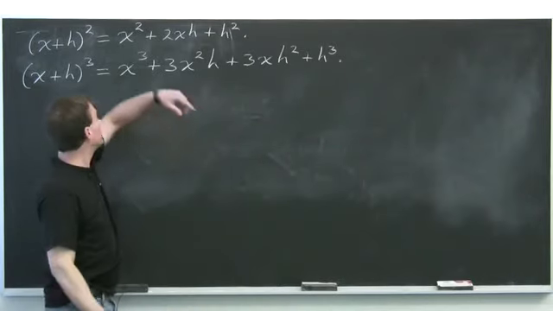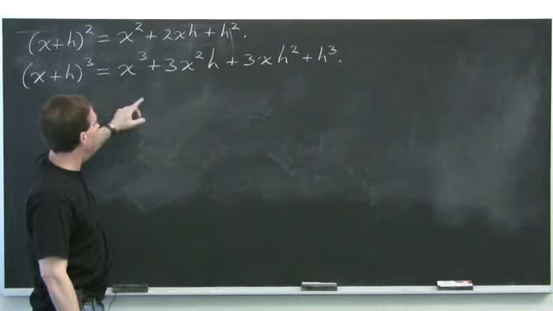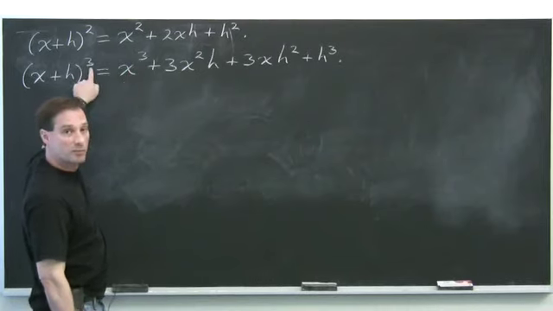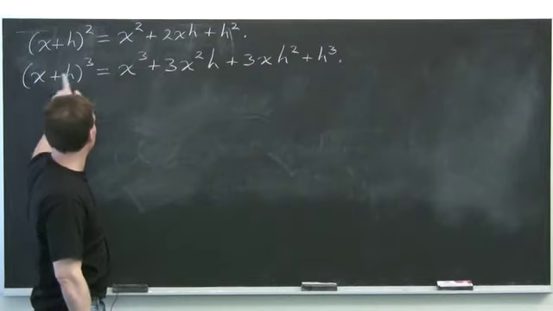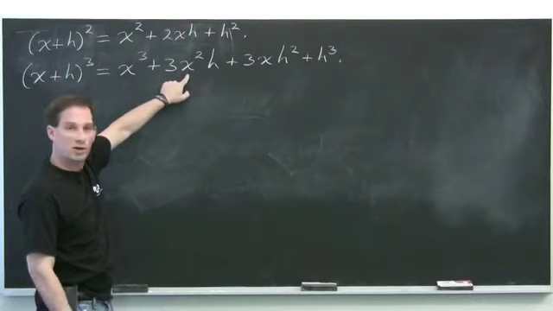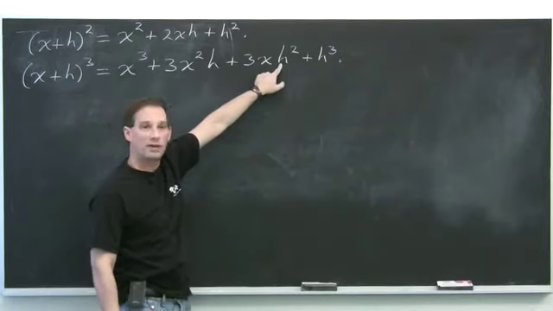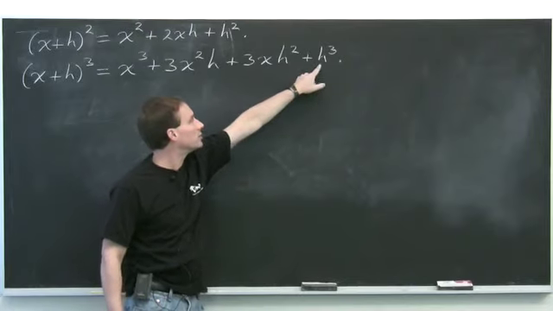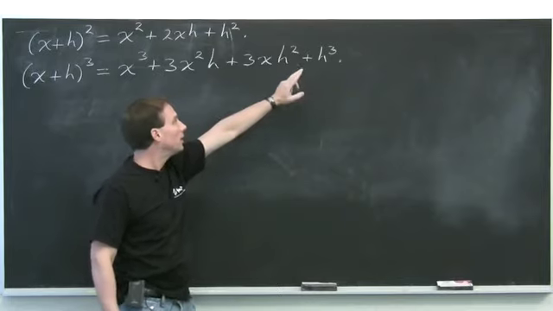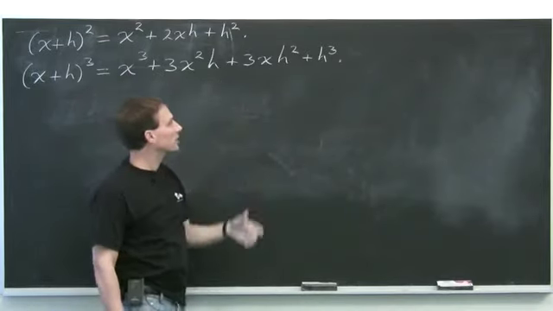What do you see here? You see that when you raise a binomial, x plus h, to a power, you start with powers of x of the same power you have here. So you start with x cubed, no h's. And then as you go down, the power of x goes down 1, the power of h goes up 1. The power of x goes down 1, the power of h goes up 1. The power of x goes down 1 more from x to the 1 to x to the 0, which is 1, times h cubed. And then the question is, where do these coefficients come from?